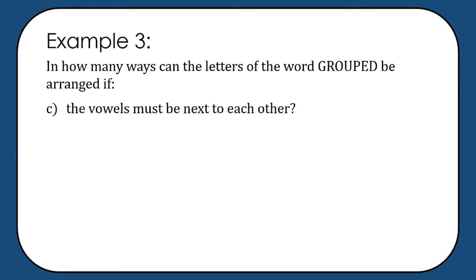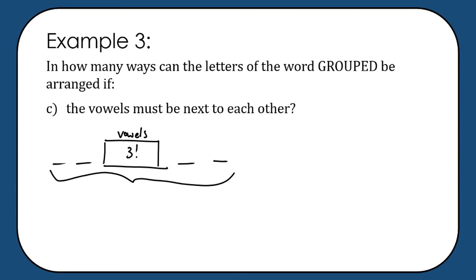In how many ways can the letters of the word grouped be arranged if the vowels must be next to each other? So this is essentially the same problem as before. We have 3 vowels in this word, so we're going to group those 3 vowels together. And there are 3 factorial different ways the vowels can be arranged. And then we have 4 other letters around them, or after or before them. So then we need to think about how many different ways can we arrange those 5 things, which is 5 factorial. So we're going to have 5 factorial times 3 factorial, which is 120 times 6, so 720.